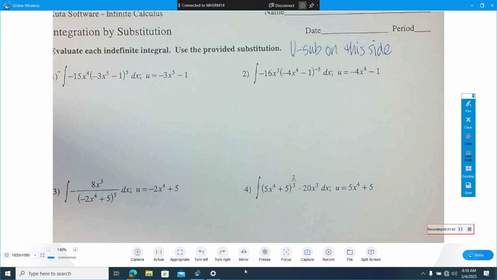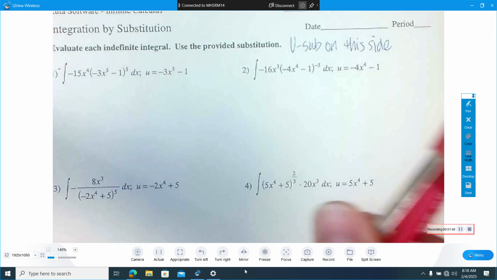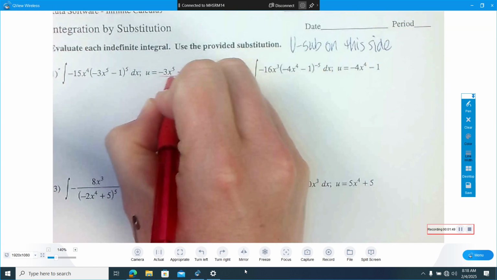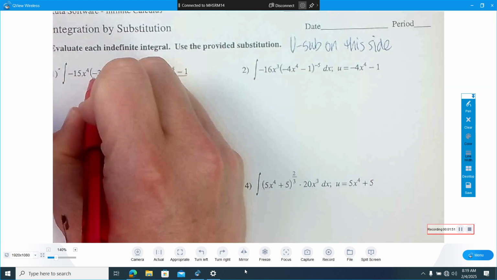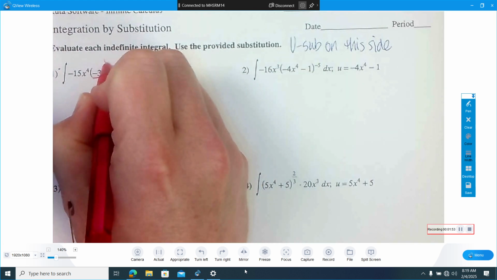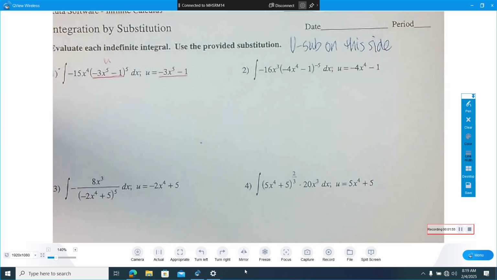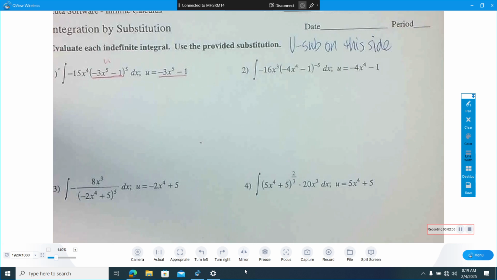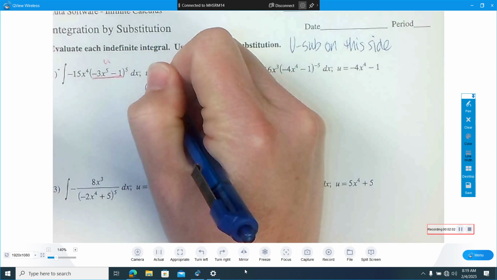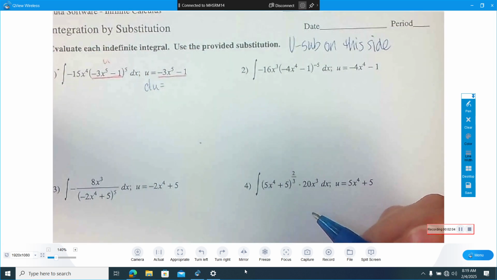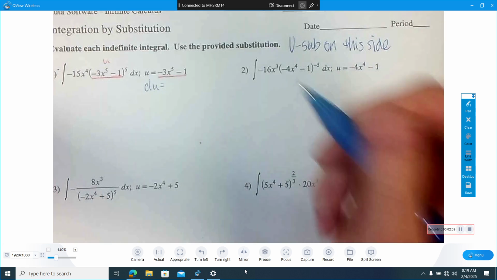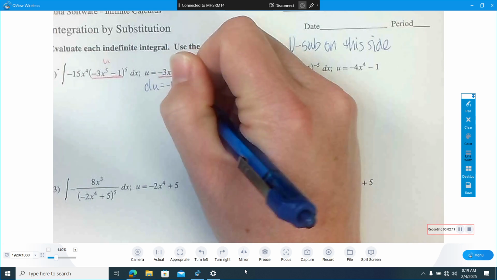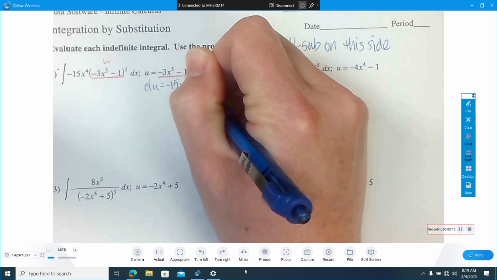We're going to just do U substitution on this side, and you can see that they've told us what the U is. So negative 3x to the 5th minus 1. So this whole thing is the U right there. Now, if we take the derivative, what would du be? Negative 15x to the 4th dx.